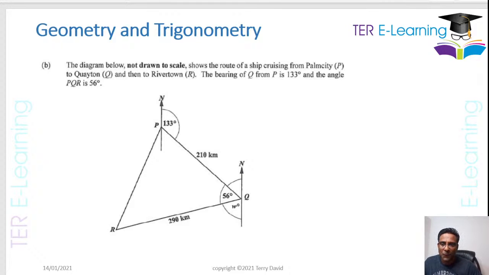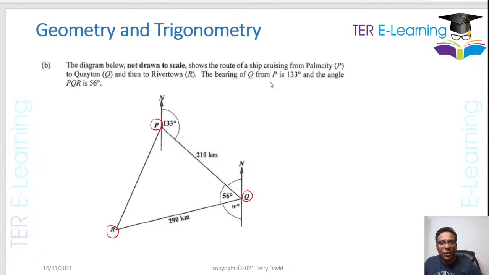The diagram below, not drawn to scale, shows the route of a ship cruising from Palm City, that's P, that's here, to Caton, that is down here, and then to Rivertown. So this is Rivertown. So that's the route of a ship.